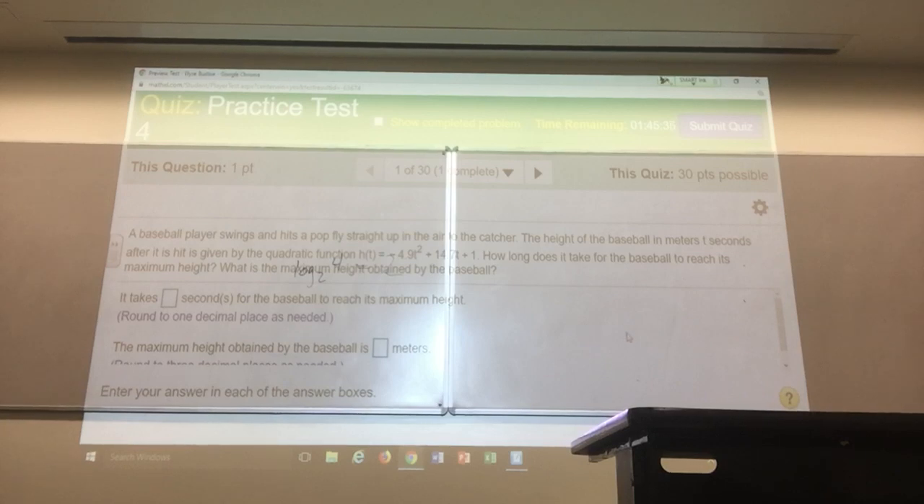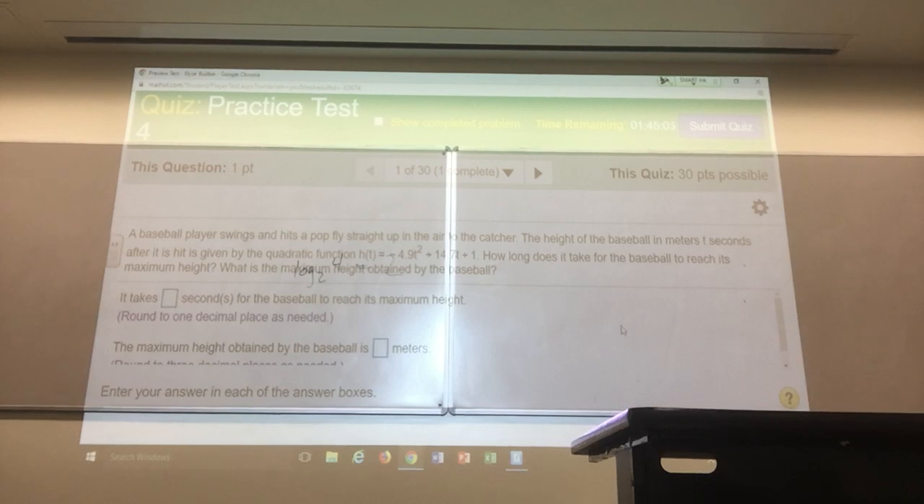Okay, so we have a baseball player and he swings and hits a fly ball. He hits the ball straight up in the air to the catcher. Okay, it literally just goes up. Then the height of the baseball is given by this equation where h of t is the height in meters and t is the time in seconds. How long does it take for the baseball to reach its maximum height?